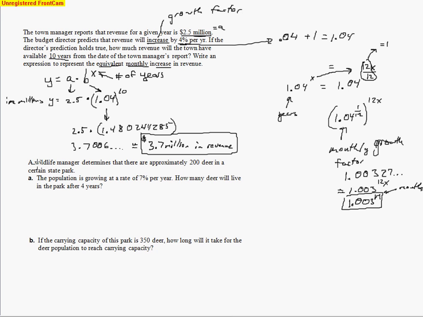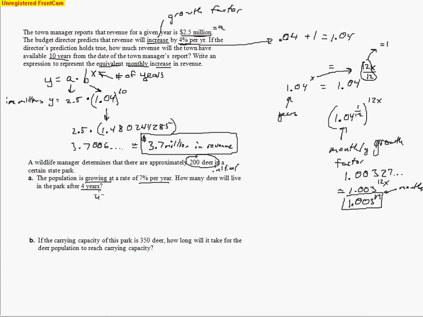It says a wildlife manager determines that there are approximately 200 deer in a certain park. So this right here is the initial amount. Then it says the population is growing, that means it's getting bigger, at a rate of 7% per year. How many deer are in the park after 4 years?